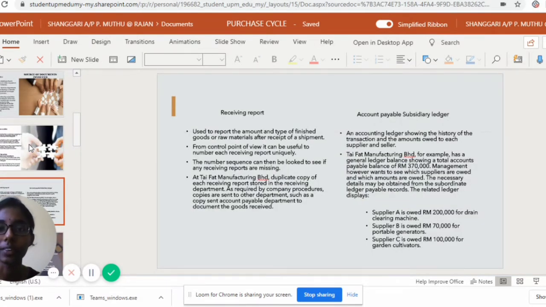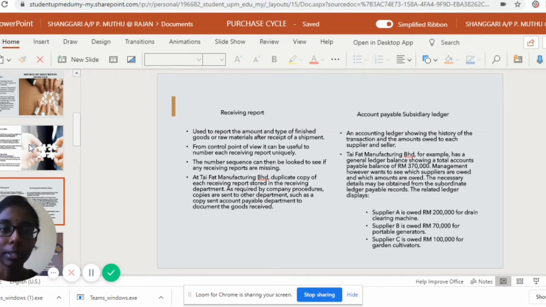Then the receiving report. This document is used to report the amount and type of finished goods and raw material after receipt of shipment. The evidence of the receiving report involved in this case is at Thai Food Manufacturing BHD. They provide a duplicate copy of each receiving report, and they store it in the receiving department.